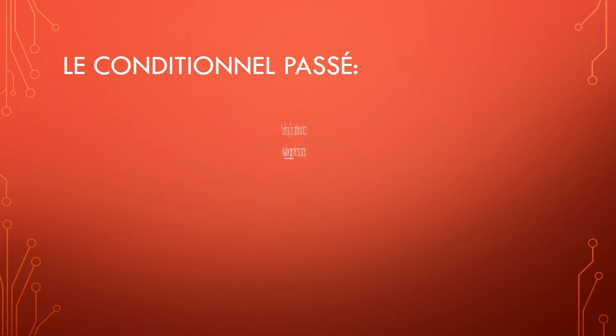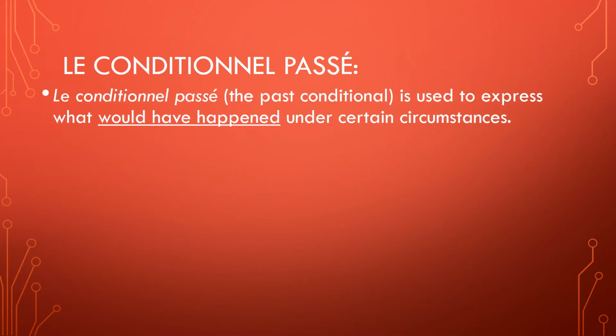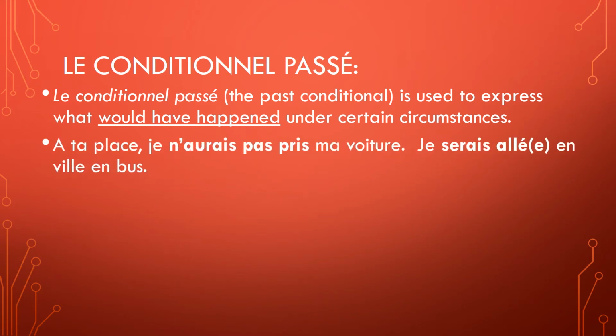Le conditionnel passé is used to describe what would have happened if, in hindsight, you had known something different, if you had been able to change the circumstances, or if anything had been different. So for this example, in your place, I would not have taken my car. I would have gone to town by bus. We can see that in this sentence, we know that the person did take their car instead of going by bus. But now that they're reflecting back on their decision, they would have changed it.